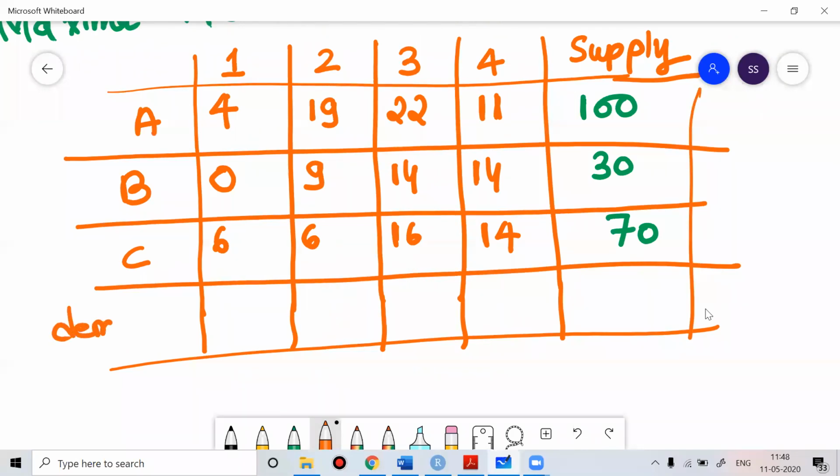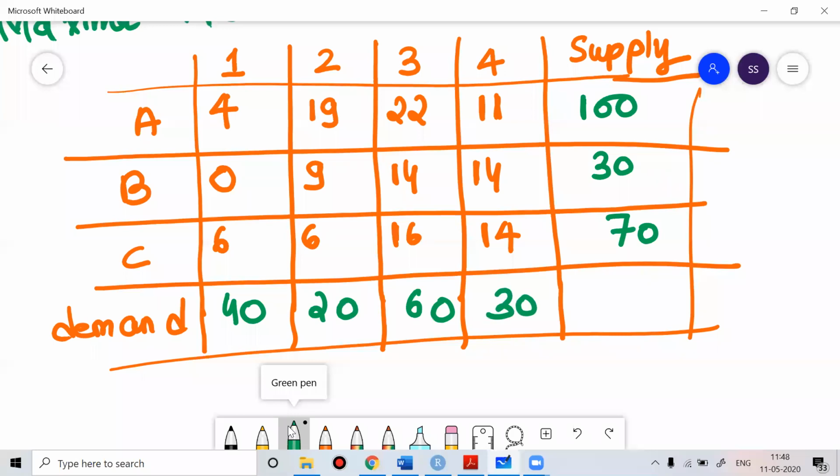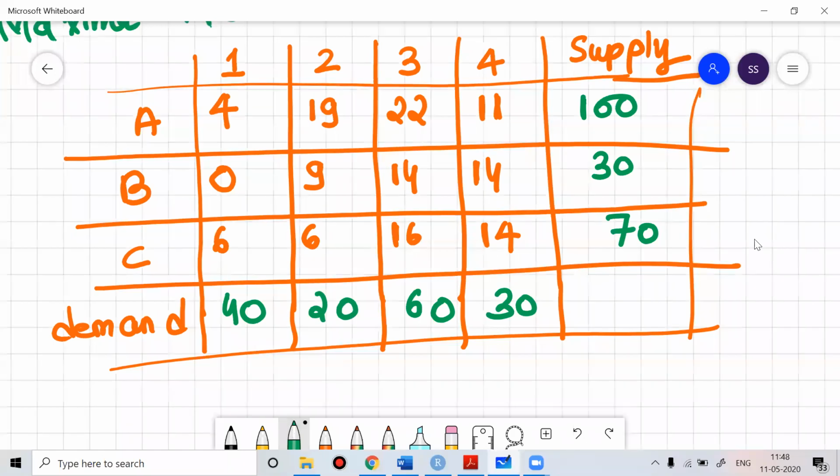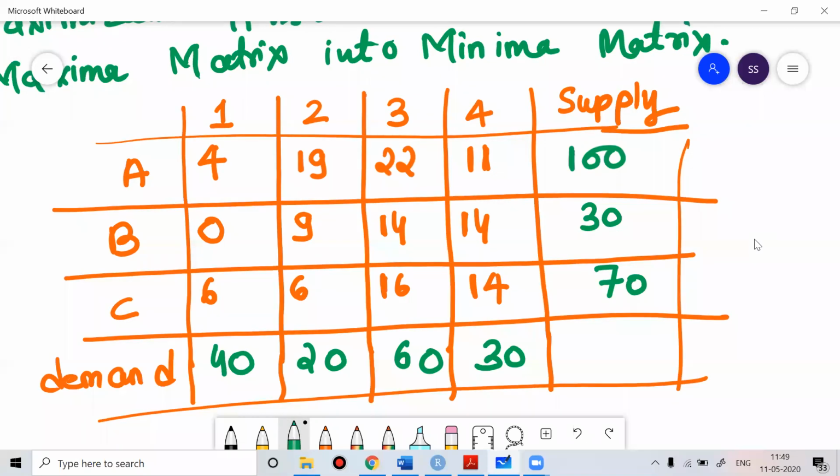You see your demand is 40, 20, 60, 30. Now if you see this matrix, this is a minimization matrix. So I have converted the maximum matrix into minimum matrix. In this matrix, the total sum of demand is 150, and the total sum of supply is 200.